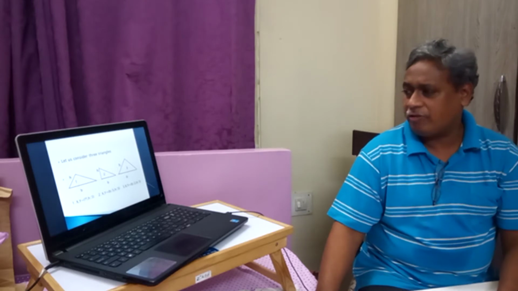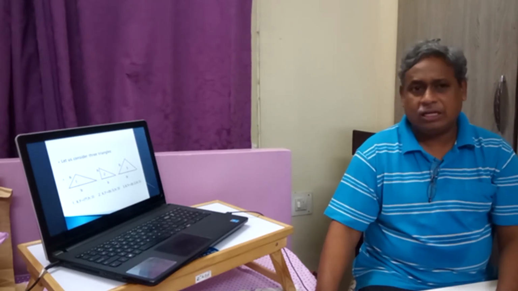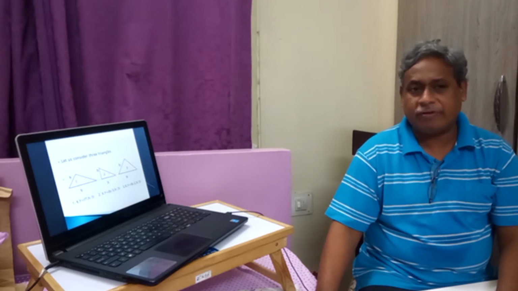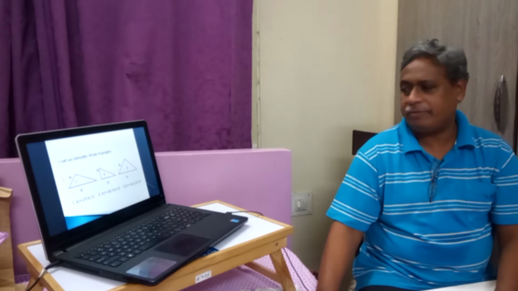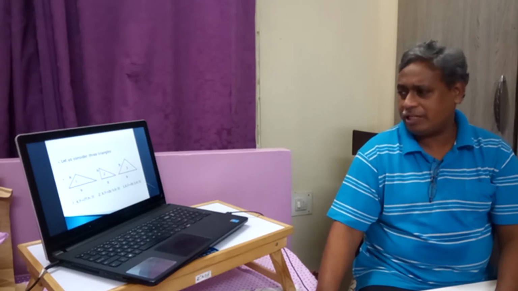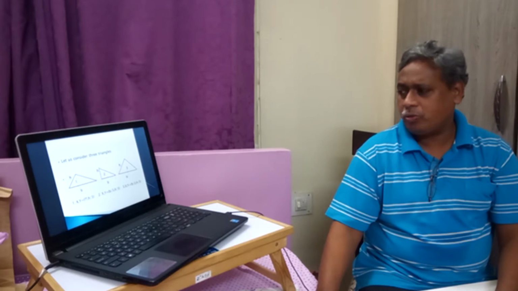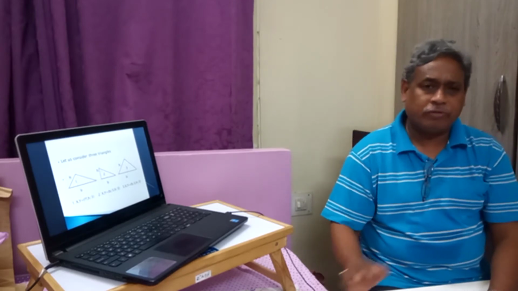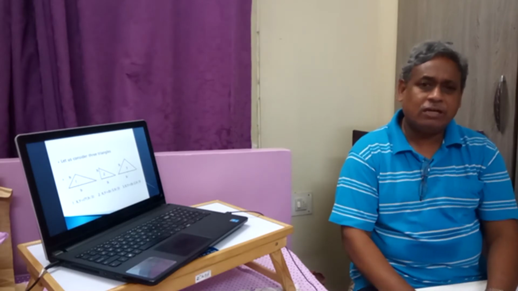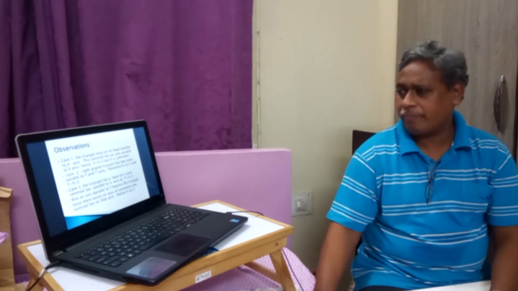We also have to remember that the distance of the centroid is h by 3 from the base. Therefore, from the apex it is 2h by 3. From this apex or the other apex, they are h by 3, 2h by 3 and 2b by 3. If it is h by 3 from the base, from the apex it will be 2h by 3. That we have to remember.